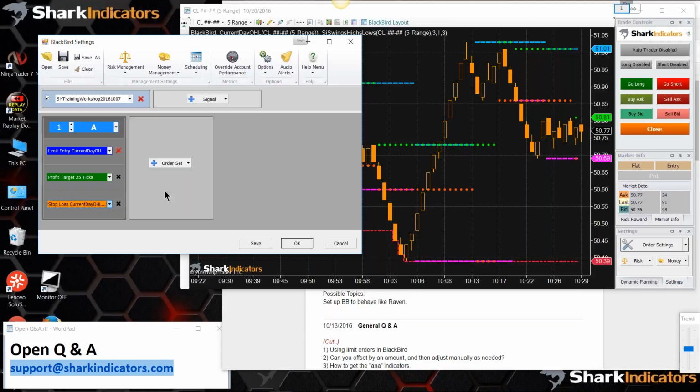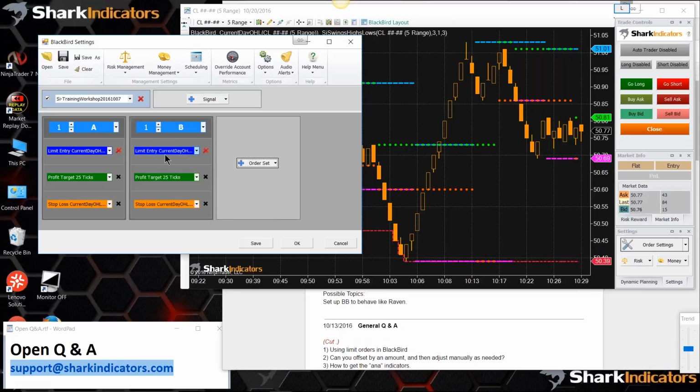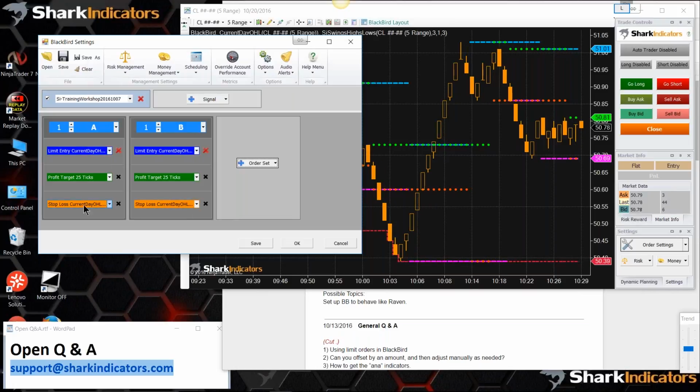And the next part is to get the second target in here. So we need to create another order set. What we'll do is we'll just copy it from A, because that set up our limit order. So our limit order got set up exactly the same way as it was. Even our stop loss got set up exactly the same way as it was.